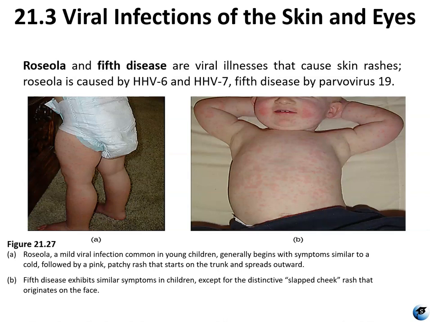Roseola and fifth disease. These are also viral illnesses of the skin. They cause rashes. Roseola is also caused by herpes viruses, and fifth disease is caused by parvovirus. So these are typical rashes that you can see. This one here, the bumps are more raised. This one here, the bumps are more flat. They both are inflamed. These are quite mild in comparison to a lot of the other ones that we have seen. Fifth disease has this distinctive rash on the face, where they call it slap cheek rash because it literally looks like somebody just slapped your baby, right?